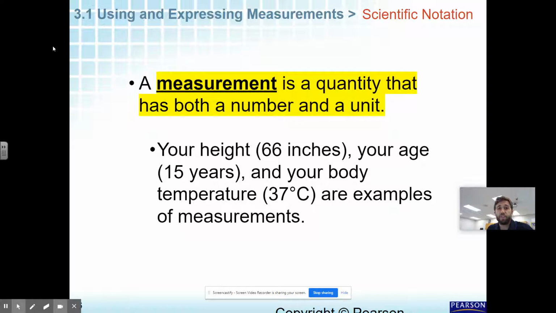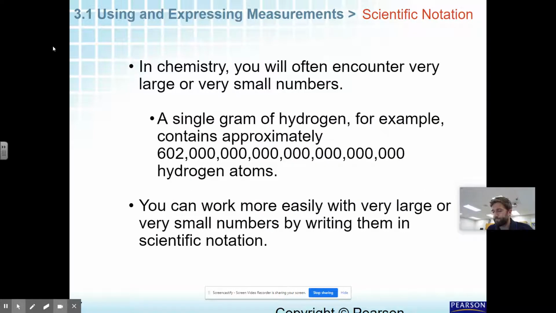If you say you're 15 in terms of age, obviously most people can tell. If somebody asks you how old you are, you're going to tell them in years, but you could also tell them in months or days or minutes or seconds. And so it's good to at least have the unit there. And then your body temperature. Obviously, we use Fahrenheit, but in this class, we're going to almost always use Celsius. We'll talk about that somewhere later in this packet, but not today.